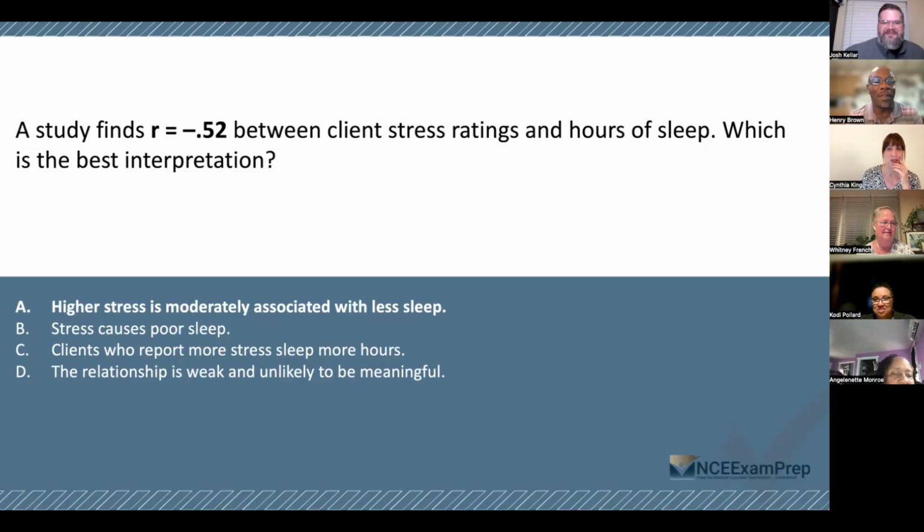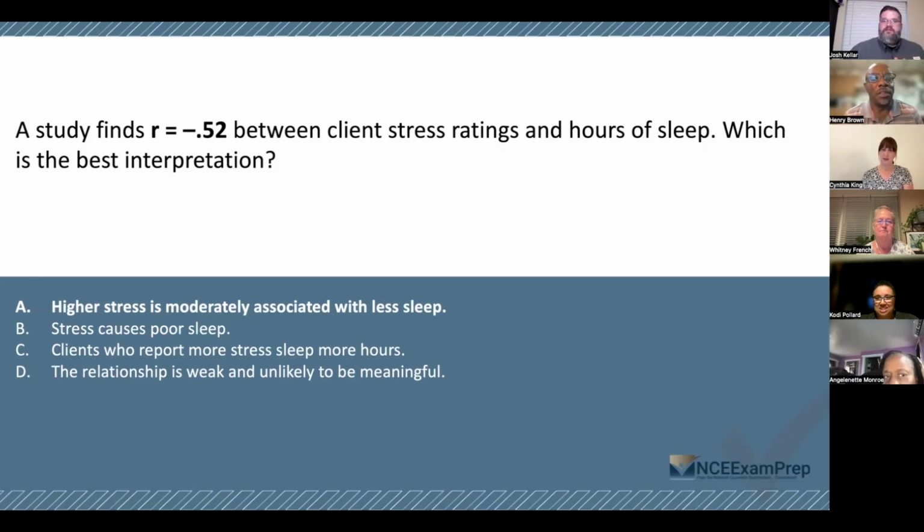Would y'all like me to explain it? Yes, please. Okay. So we know that it's a negative correlation, right? A study is finding that as one decreases, the other increases. What's decreasing and what's increasing? The stress is increasing and the hours of sleep are decreasing. That's a negative correlation.